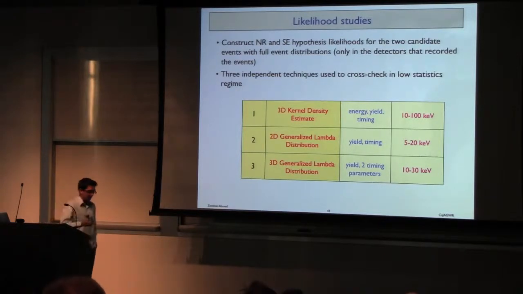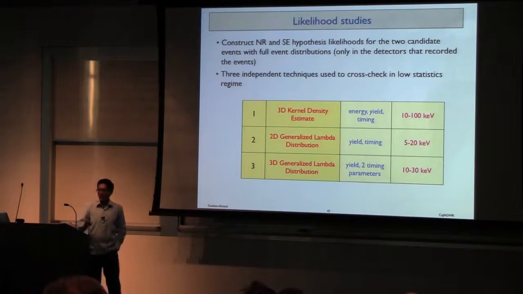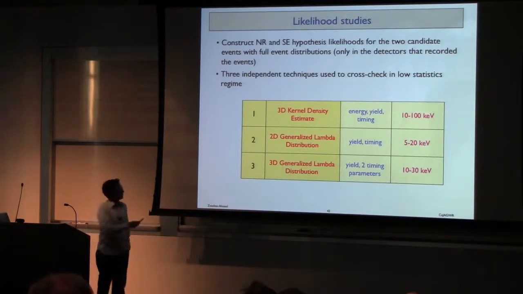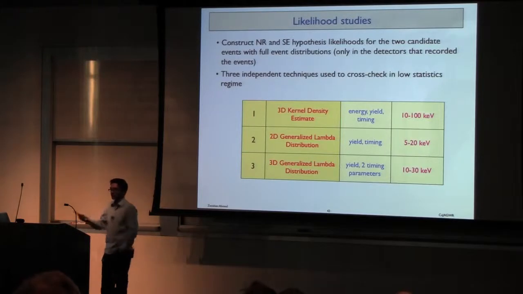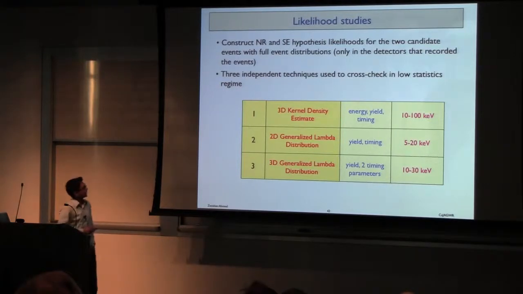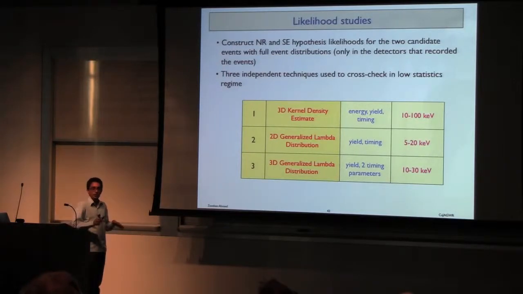Now remember, this is a low statistics regime, so you want to be careful, and you want to actually try different methods and use them as checks of systematics against each other. So we employ 3 different techniques. We do a kernel density estimate. So this is just looking at the surface event distribution or the nuclear recoil distribution and using no fits, but using a kernel density estimator in energy, yield, and timing, and in this energy range.